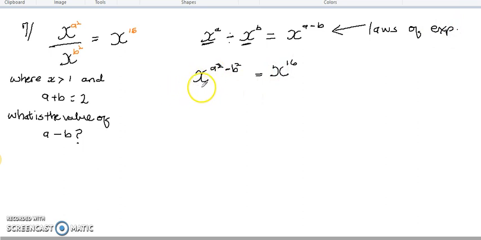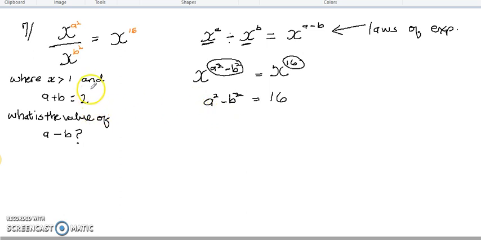Now, because the base, this x value, is identical to the x value here on the right hand side, we can equate the exponents. So we can now rewrite this as a squared minus b squared is equal to just the exponents now. So we're rewriting the exponents on the left hand side and the exponent on the right hand side, and we're equating them, and that's very, very acceptable.